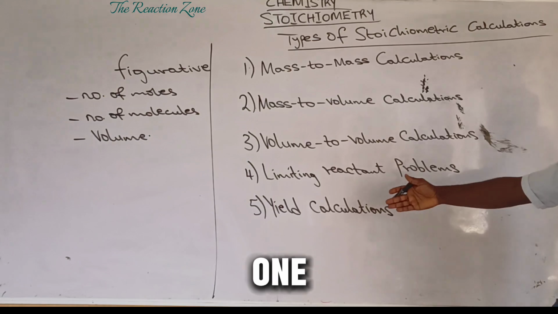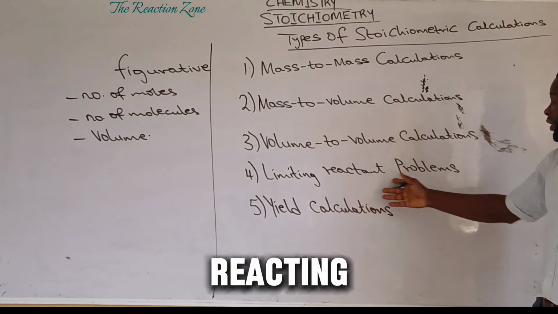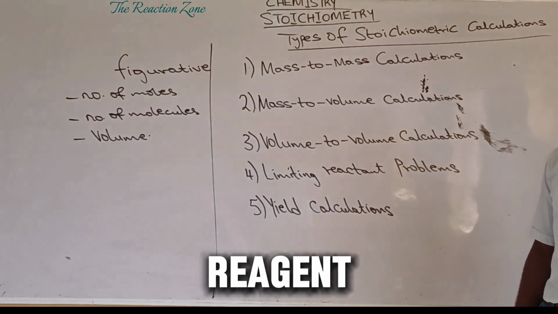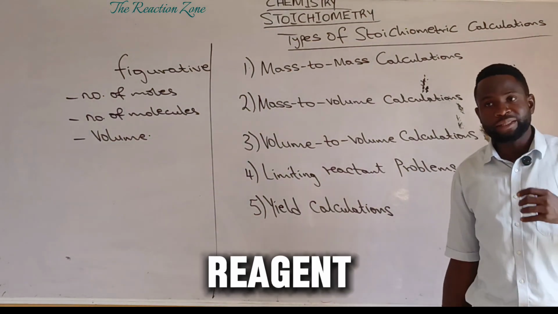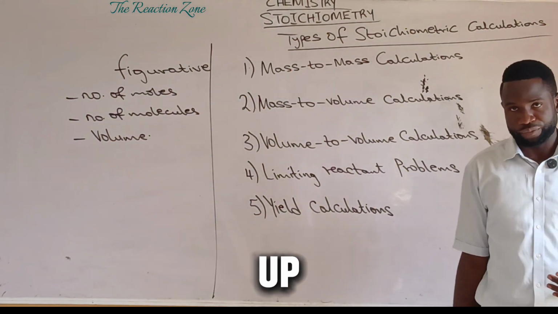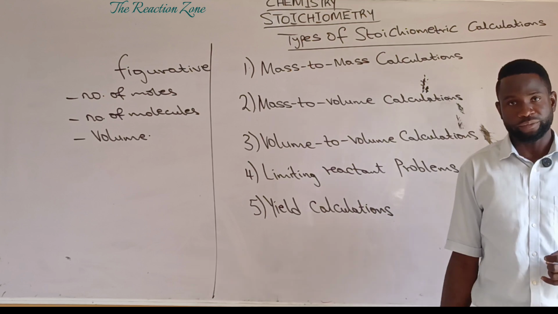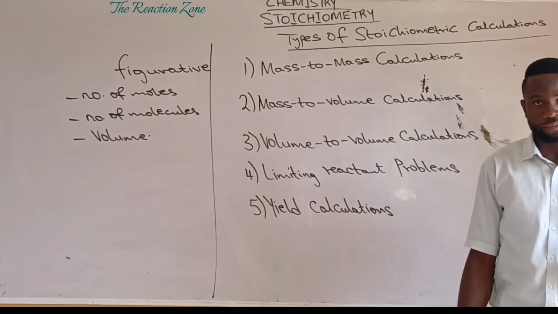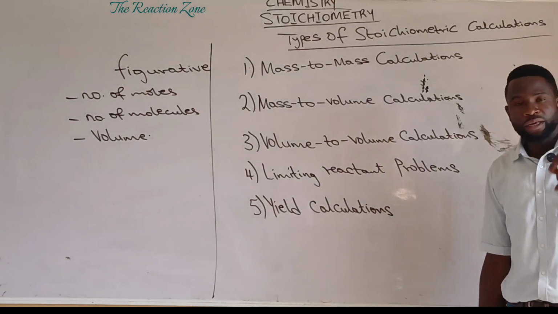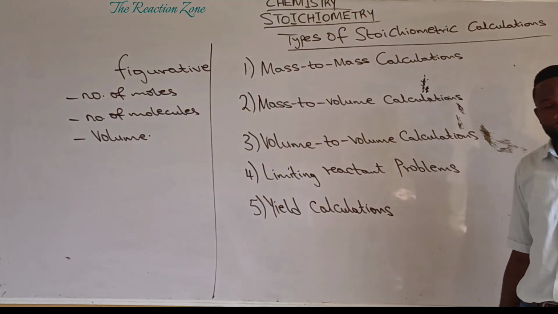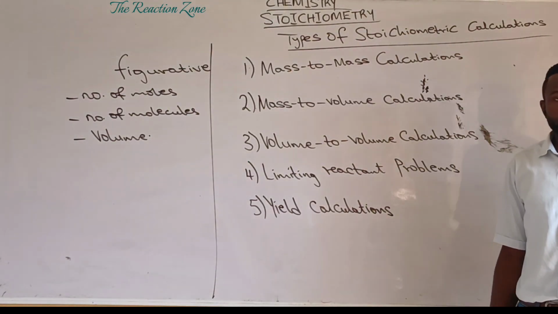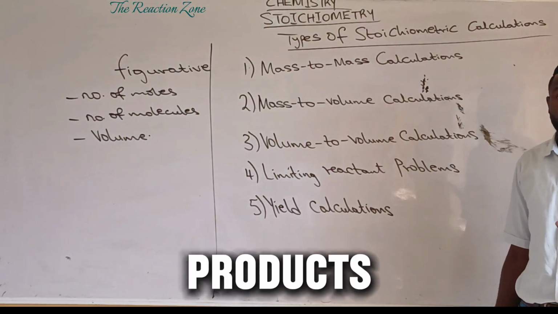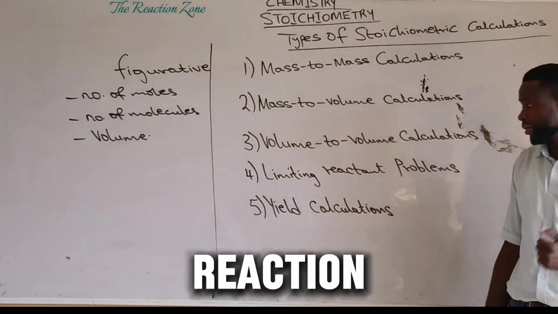The fourth one are limiting reactant problems. A limiting reagent is a reagent that is completely used up in a chemical reaction and limits the amount of products that will form. In other words, a limiting reagent is that particular reactant that will give you a smaller quantity of products in a reaction.